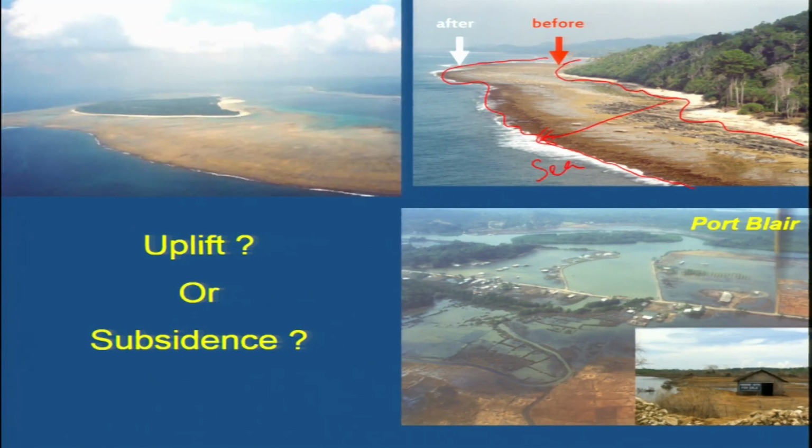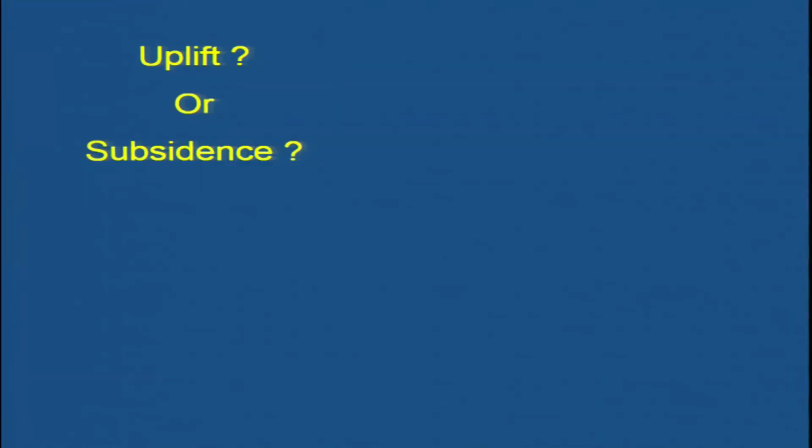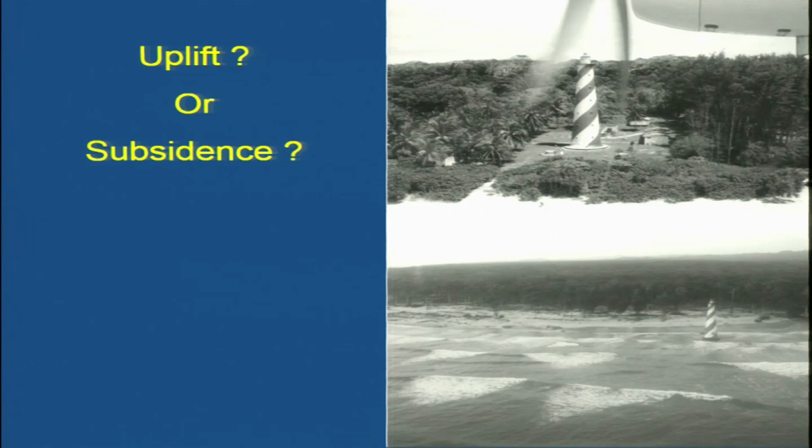Similarly, in this image you can see there is extension of the land. So here we can say also emergence of the land or emergence of the wave cut platform. Similarly, another oblique photograph shows the Indira Point at the Nicobar Island.